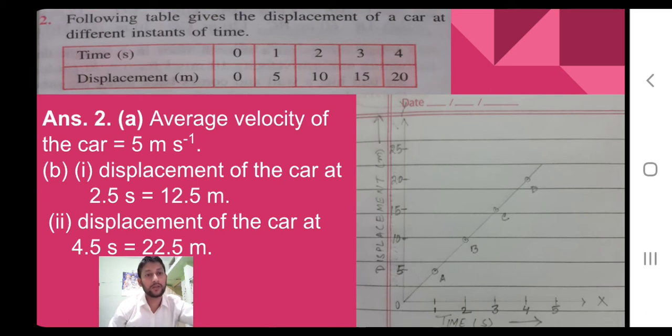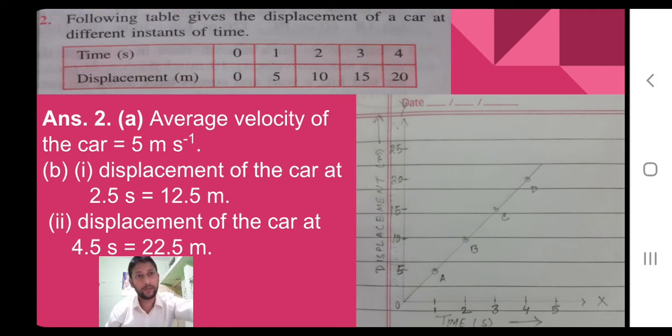Accordingly, what was the displacement at 1 second, at 2 second, at 3 second, accordingly you will plot the points. So I have plotted the points A, B, C and D from the given information. Here you will find that the average velocity of the car is 5 meter per second, and using the graph you will find the displacement of the car at 2.5 second is 12.5 meter. Similarly, displacement of the car at 4.5 second is equal to 22.5 meter.